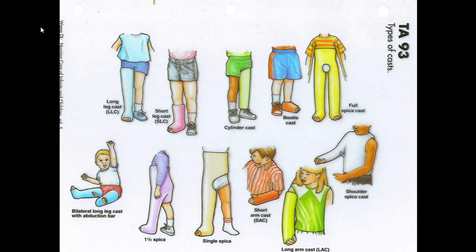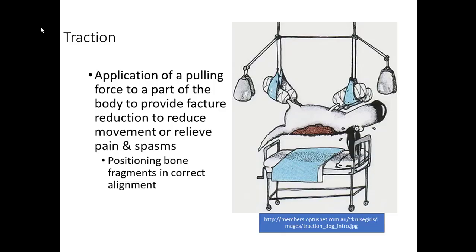All right. Like I said, these are just the different types of casts. All right, moving on. Traction. Traction is used, most common that I've seen it used is when a person has like a hip, like a femur fracture. It's kind of like this picture here. The person gets a foam boot placed on the leg that has the broken femur. And attached to the boot is a pulley system and some weights.